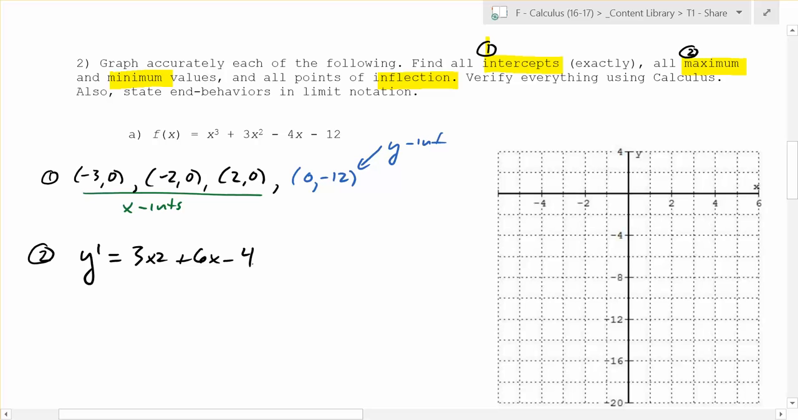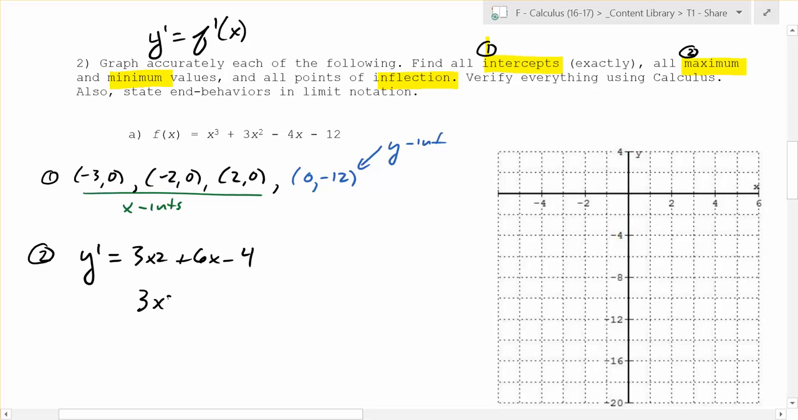Why did you say y prime? It's the exact same thing. Y prime is just another way of saying f prime of x, because y equals f of x. Same thing. Okay. Nice. So if you want to find where maxes and mins could occur, what do you set that equal to? 0. You set that equal to 0.